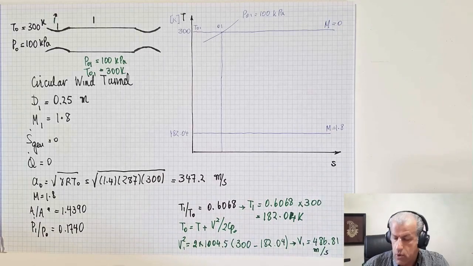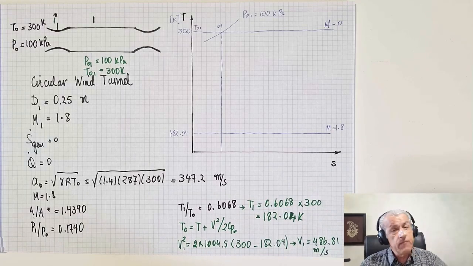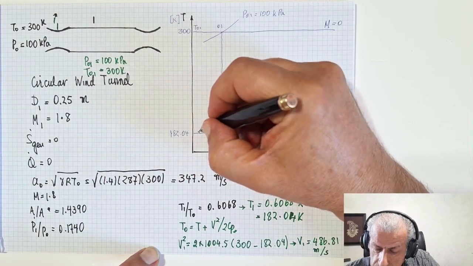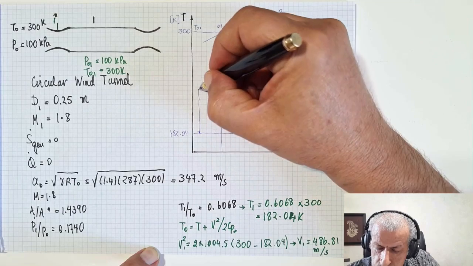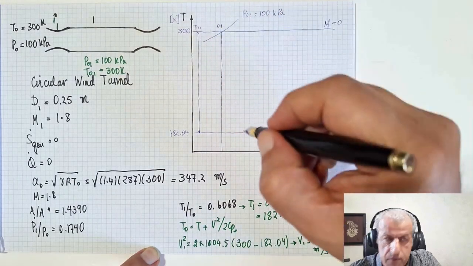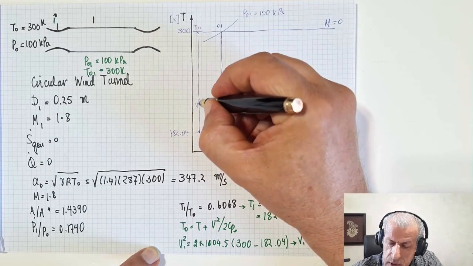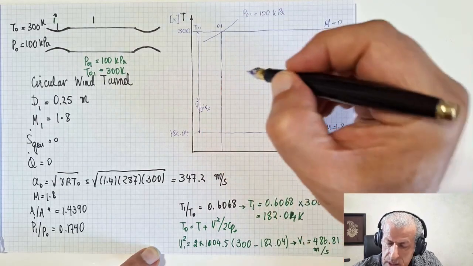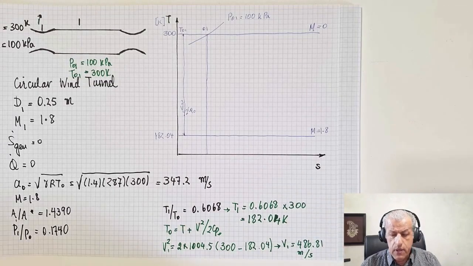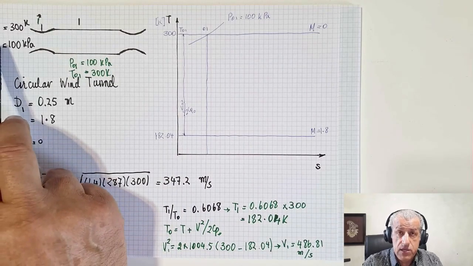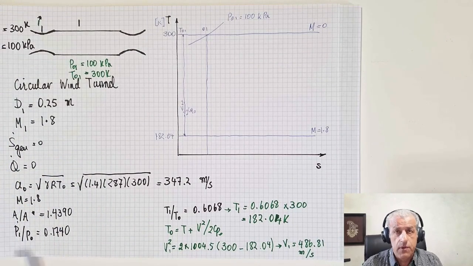This is the value for V1, and we could also show this on the TS diagram, and this distance here is the difference between T01 and T1, and it is V1 squared over 2 Cp, exactly, since it's the difference between T0 and T. Just very similar to the case that we were able to calculate the speed of sound, just from knowledge of the total temperature at the stagnation conditions, or at the outside before the tunnel entrance.